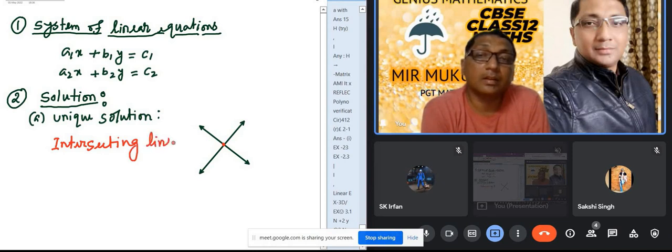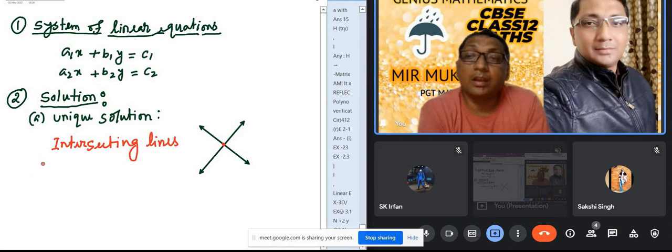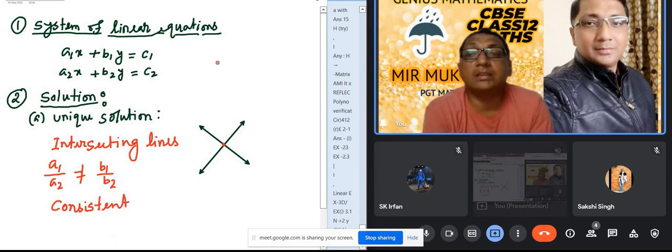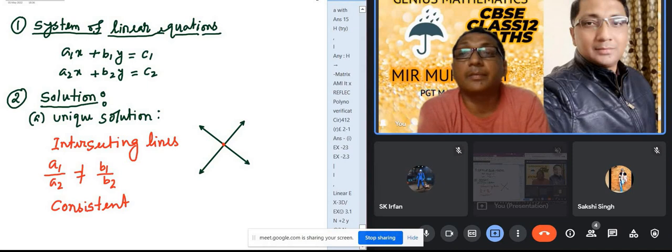Intersecting lines, number one. Number two, the condition will be fulfilled: a1 by a2 is not equal to b1 by b2. And since we are getting a solution, we can say consistent. Consistent. These three things you will keep in your mind.